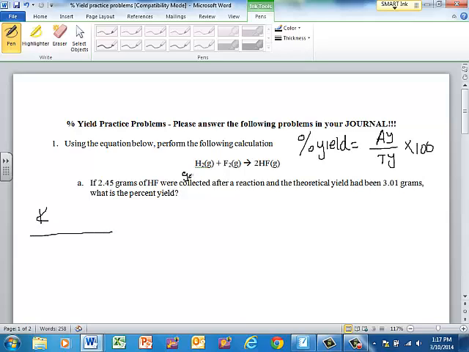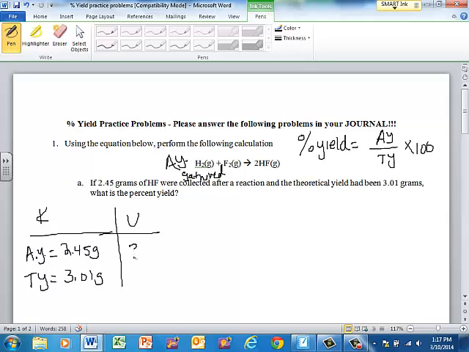All right, 2.45 grams of HF were collected. Anytime you see collected, gathered, recovered, this means actual yield. So my actual yield here is going to be 2.45 grams. My theoretical yield is 3.01 grams. And I'm looking for the percent yield. Now, I'm not going to give you the answers here. I'm just going to set this up so that you can try to solve them, and then I'll put the solutions on my big campus again so that you can check. This also will be something that I need you to have done by the next time.